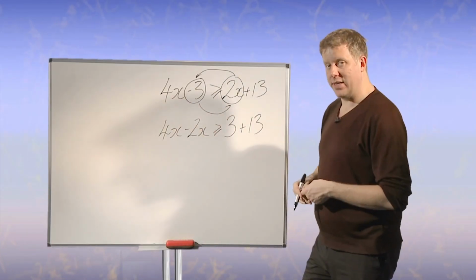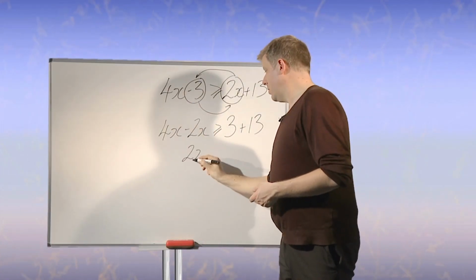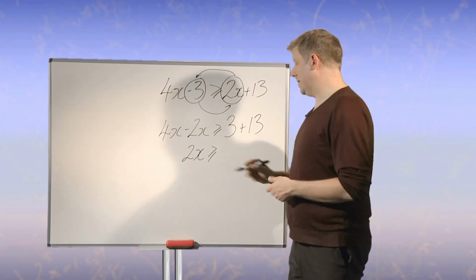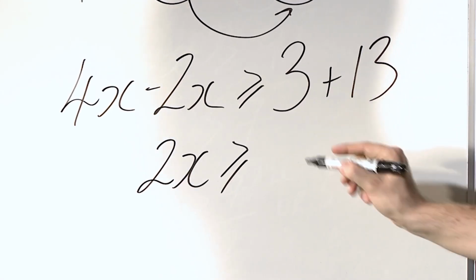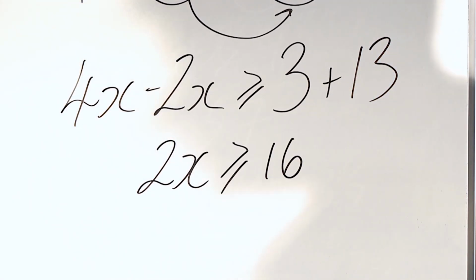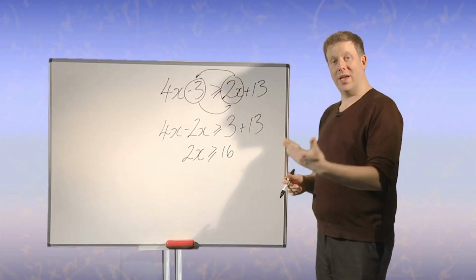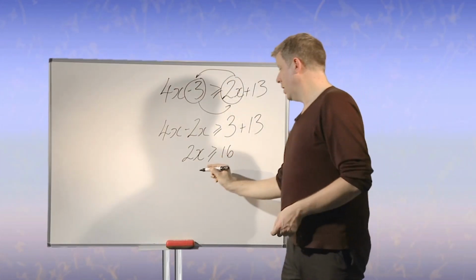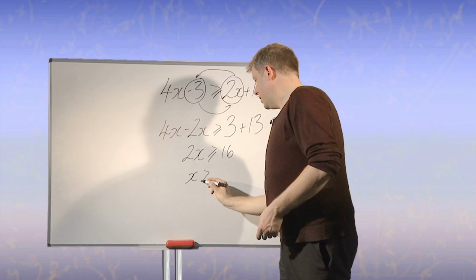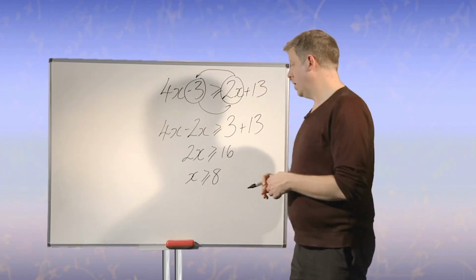4x take away 2x is 2x, and it's still greater than or equal to 3 plus 13, 16. Final part, we're going to divide both sides by 2 to leave us with x greater than or equal to 8.